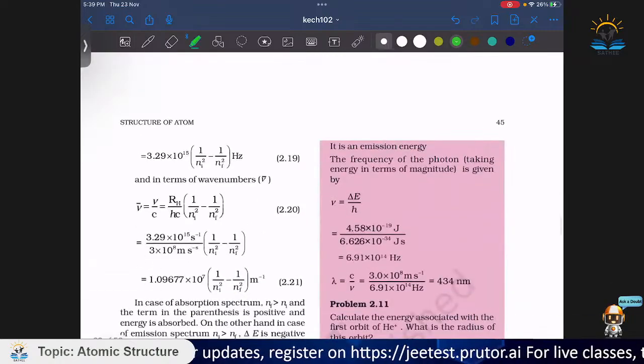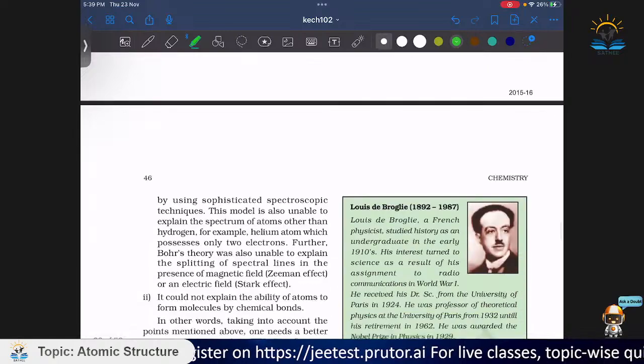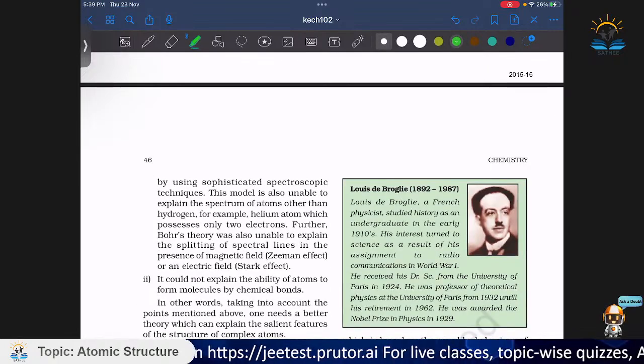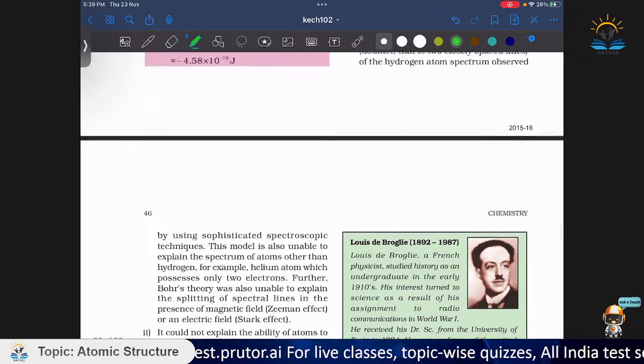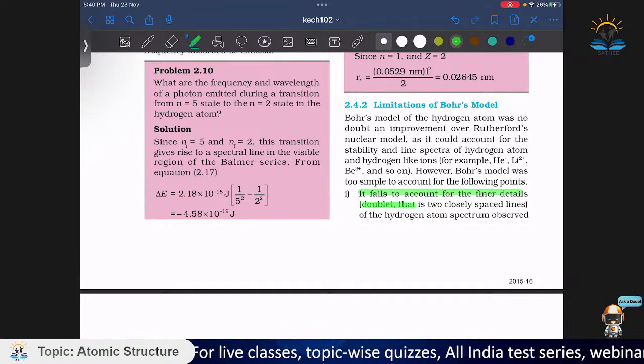After energy, you will find there are some limitations of the Bohr model. The Bohr model was not able to explain the formation of chemical bonds. It was not able to account for fine details in the hydrogen spectrum.